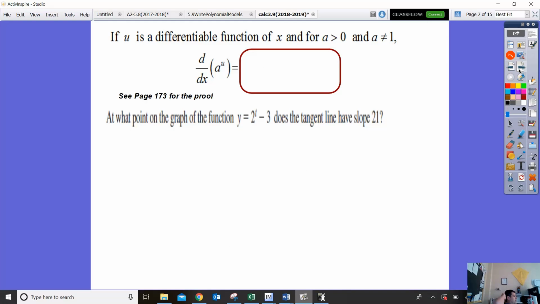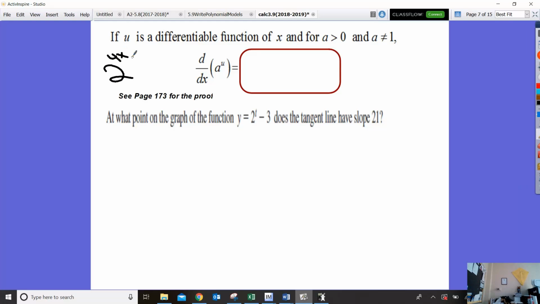All right, here's the derivative of some a to the u. A to the u is something like 2 to the 4x, okay? That's all it is. Here, the derivative of a to the u is a to the u, natural log of a, and then the derivative of u with respect to x. I have no desire to prove that one to you, so if you are curious, you can look on page 173.